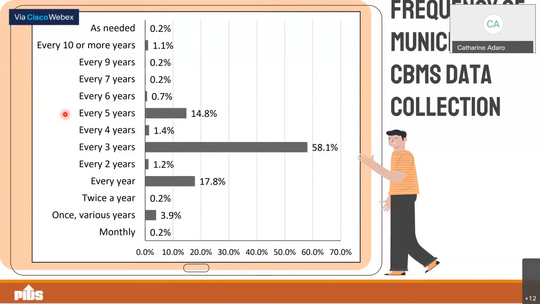Only a small proportion, or 3.9% of the LGUs, reported to have conducted CBMS only once. It should be noted that the evident irregularity in collecting data can be expected since there is no mandated frequency in the conduct of the CBMS or any other dataset development tool. Such an activity depends entirely on the LGU officials' perceived need for such.